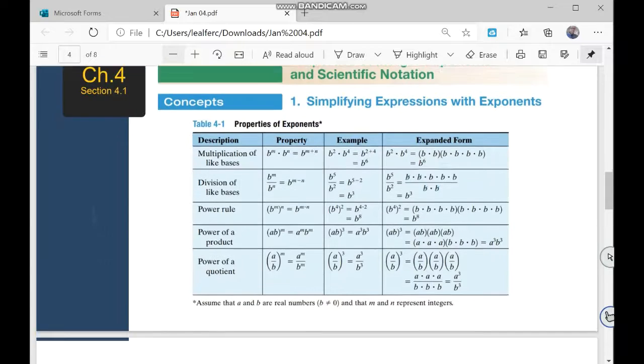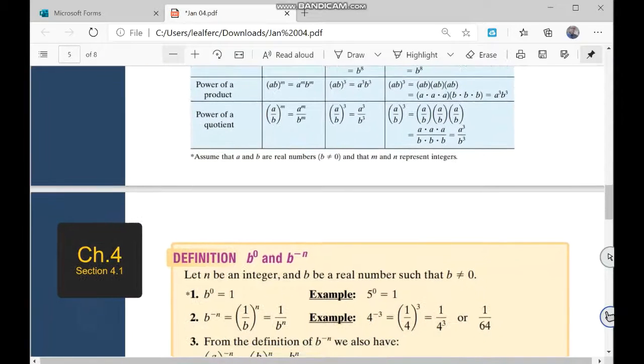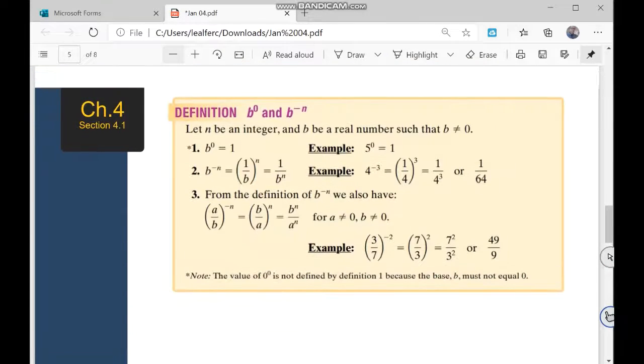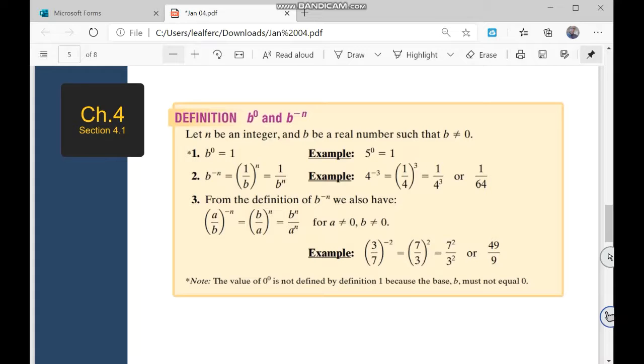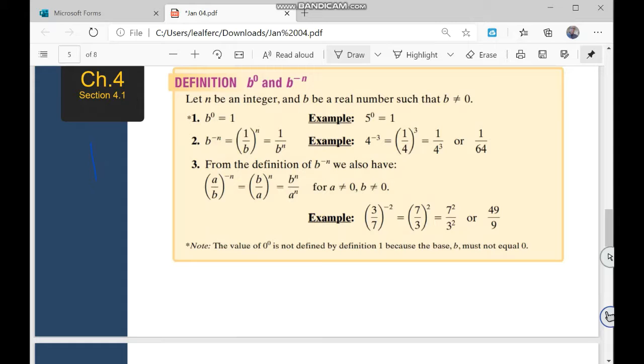And today we're going to work on just some basic, simple exponent simplifications. Okay? So we have this definition of b exponent 0 and b exponent negative n. Let's work on this today, and tomorrow we work on the other properties.